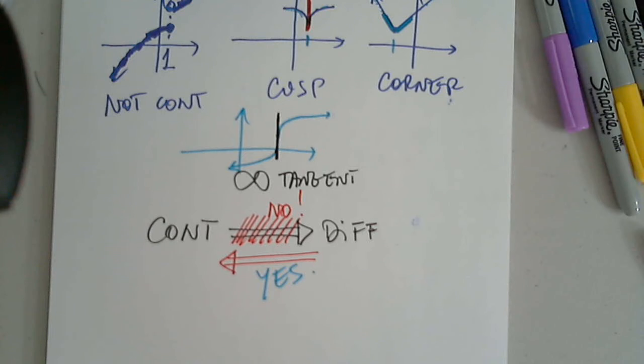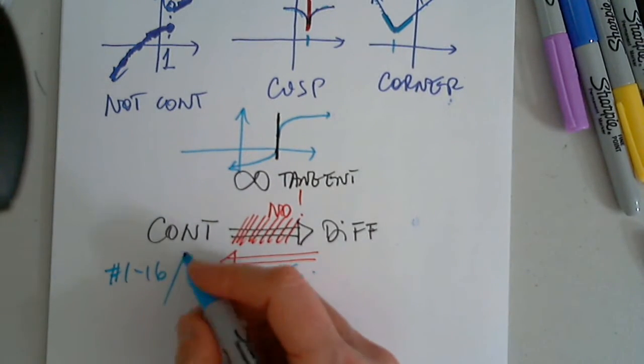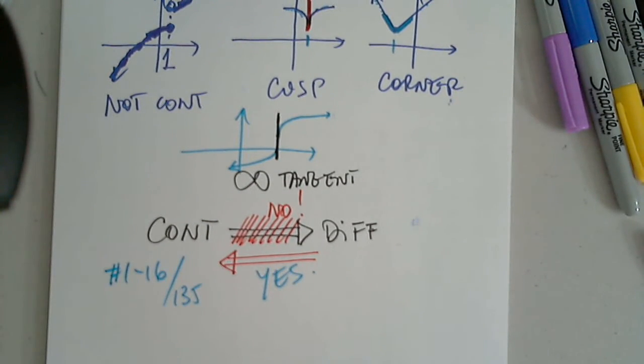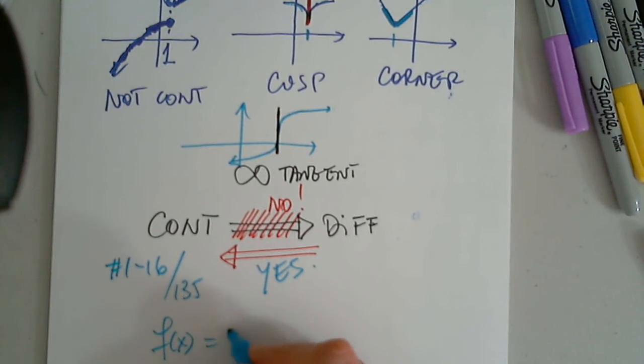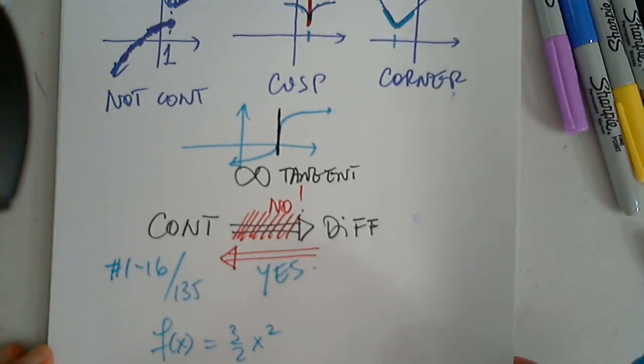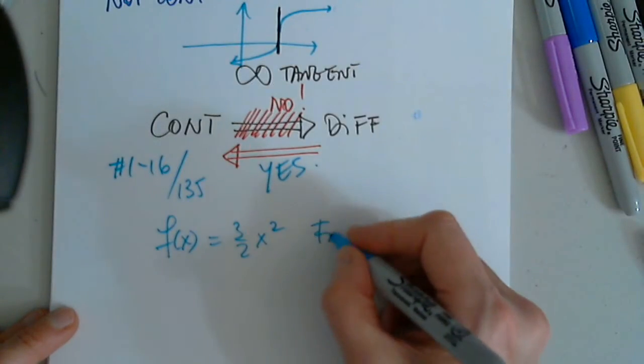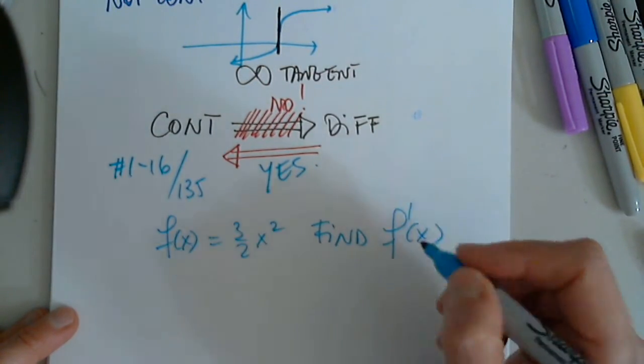So enough of that. Let's practice. On page 135, please pick anything you want from 1 through 16. Could we do 2? Absolutely. f of x equals 3/2 x squared. And the question here is asking us to find f prime of x.